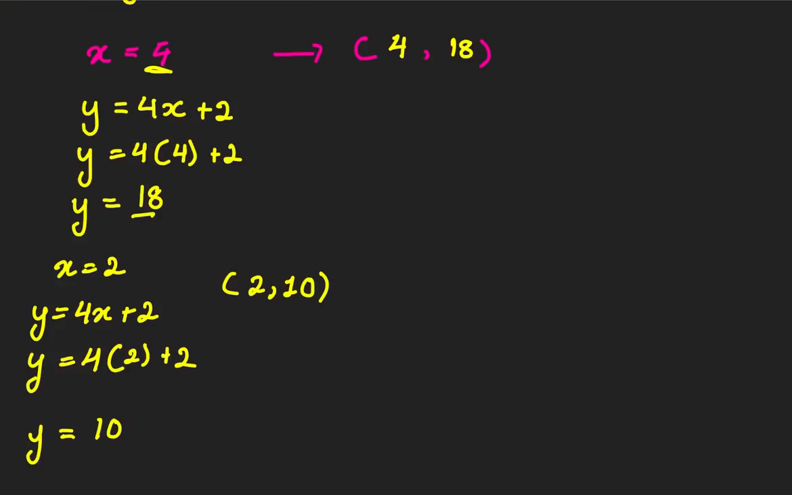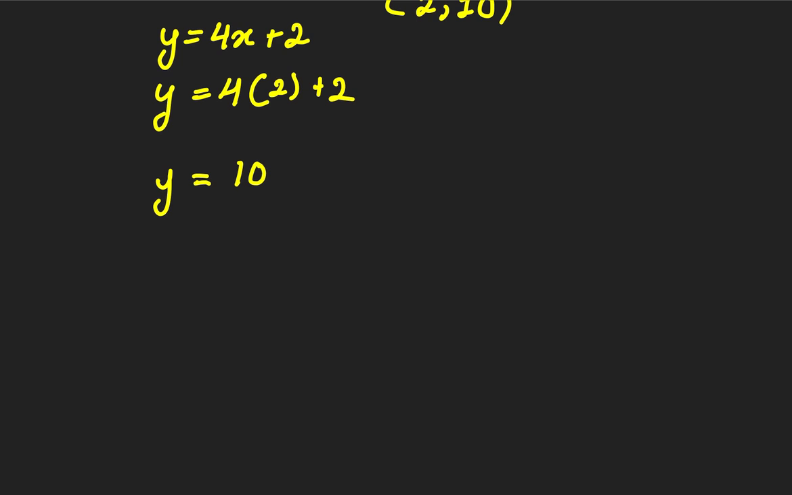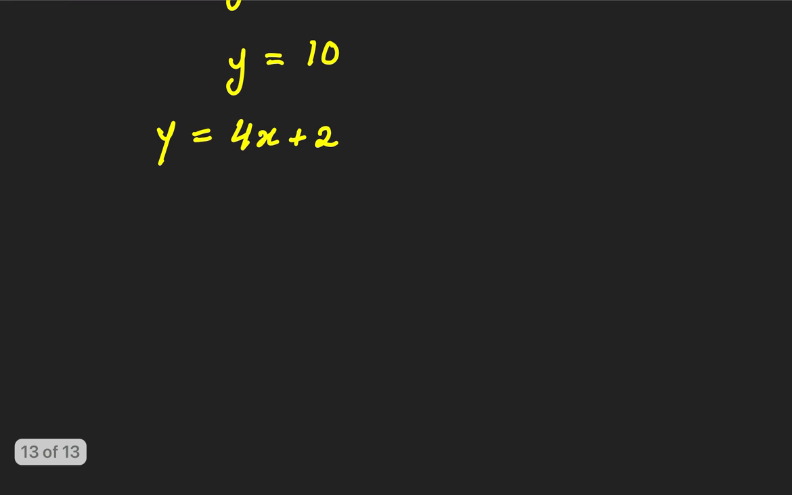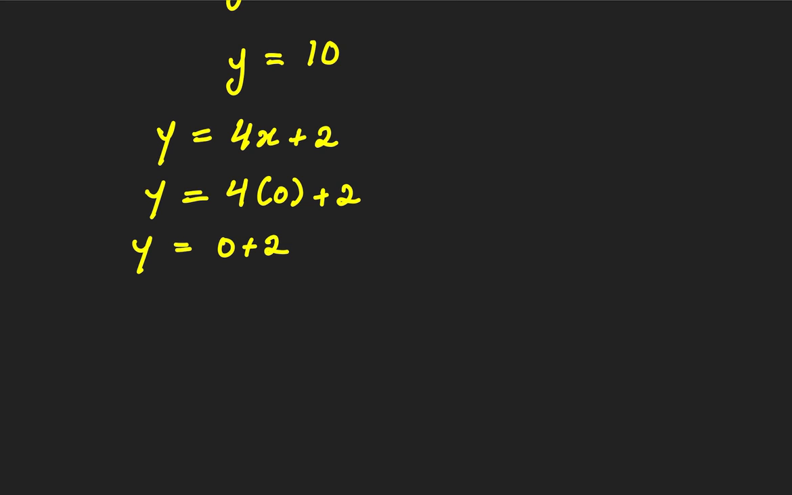Let's take x as 0 and see what happens. Do you remember what I said last time? When x is 0, you get your y-intercept. And when y is 0, you get your x-intercept. So let's find our y-intercept. We have y is equal to 4x plus 2, so we replace x with 0. y is equal to 4 times 0 plus 2, so y is equal to 0 plus 2, which is equal to 2.